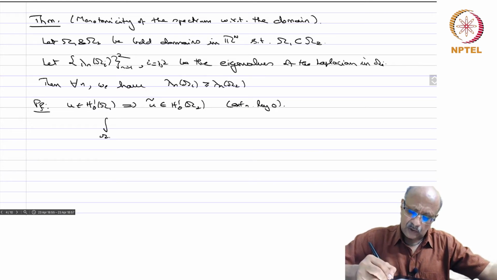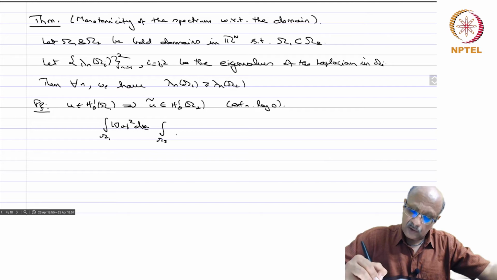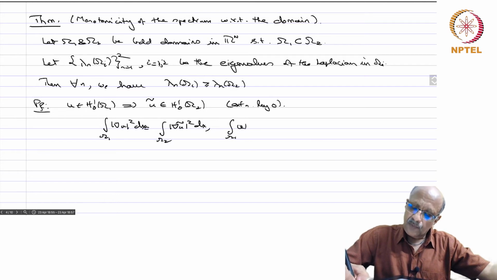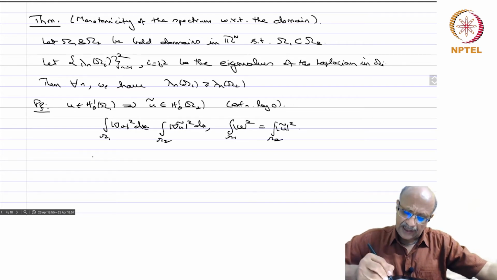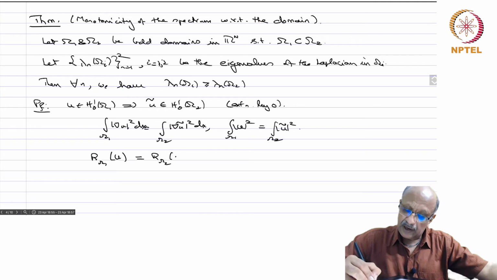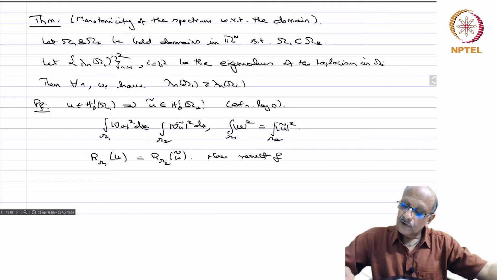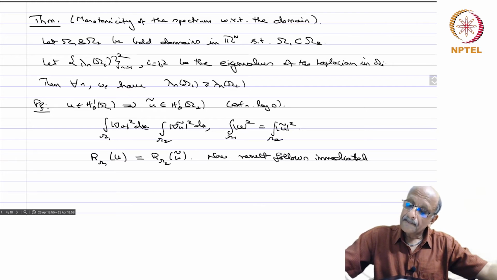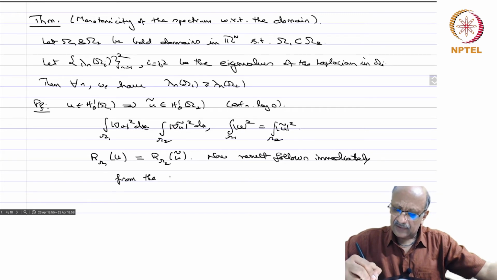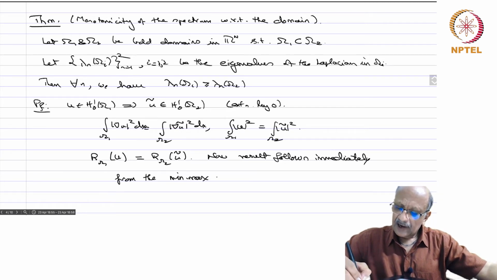And further, integral on omega 1 of mod grad u squared equals integral on omega 2 of mod grad u tilde squared dx, and integral on omega 1 of mod u squared equals integral on omega 2 of u tilde squared. Therefore, the Rayleigh quotient with respect to omega 1 of u is the same as the Rayleigh quotient with respect to omega 2 of u tilde. Now, the result follows immediately from the min-max characterization.